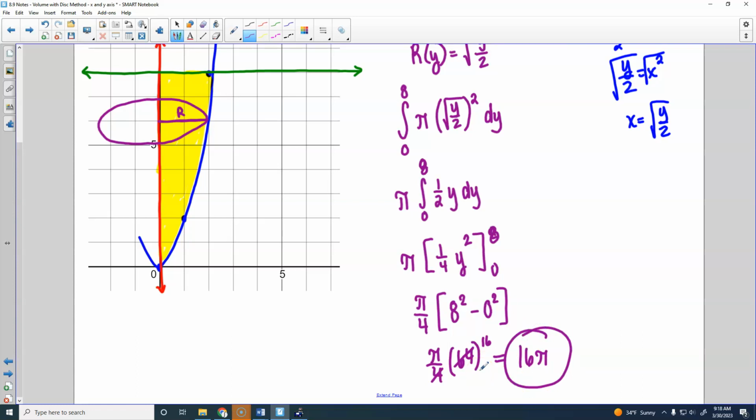Something like this for number 1, very likely you may be asked to find the final answer without a calculator. I think for number 2, they're either just going to ask for the setup or give you a calculator to do it. Okay, questions?